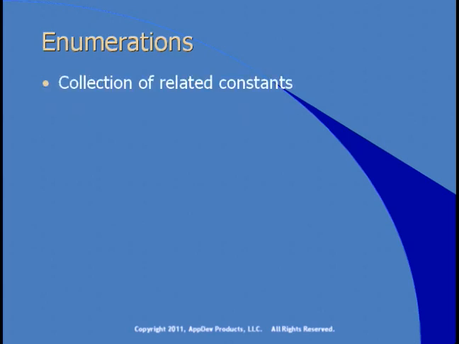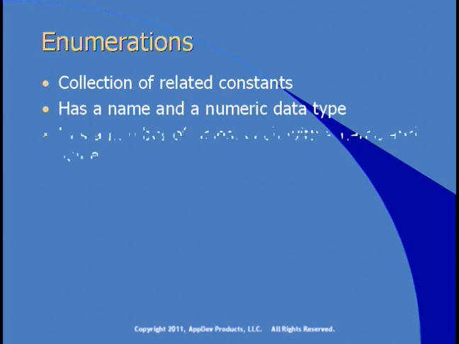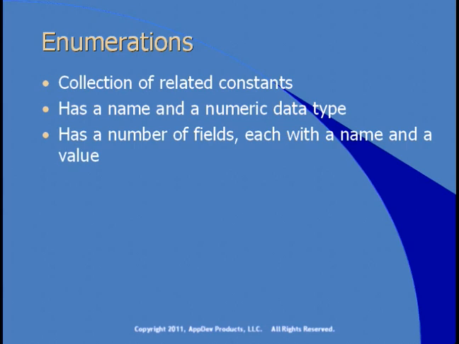Enumerations are a collection of related constants. An enumeration has a name, and it stores a numeric data type. Then inside the enumeration, you have a number of fields, each with a name and a value. So for example, you might create an enumeration for the months in the year. There are 12 of them, and so you might have an enumeration called Months, and then one of the fields is January, one of the fields is February, etc. And those have values. Or you could do days of the week.